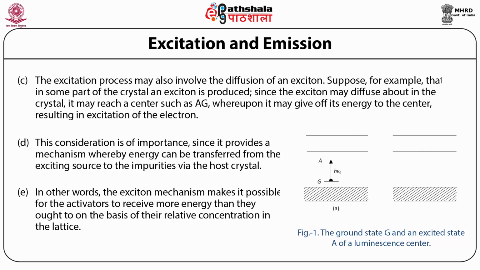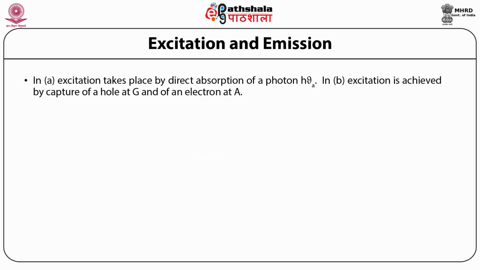Figure 1 shows the ground state G and an excited state A of the luminescence center. In A, excitation takes place by direct absorption of a photon. In B, excitation is achieved by a capture of a hole at G and of an electron at A.